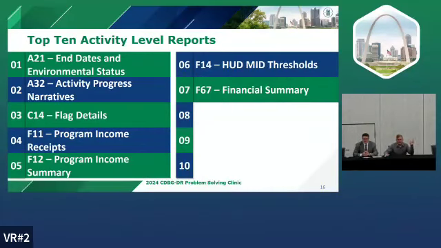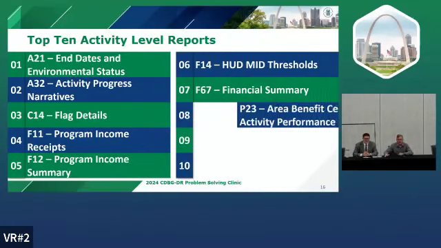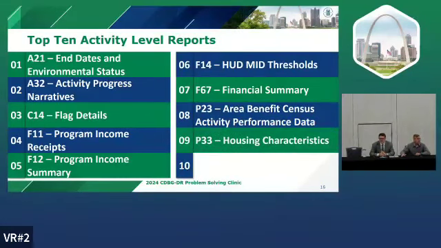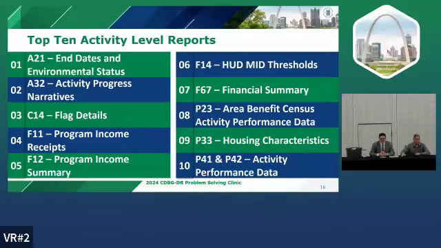Anyone here who is an accountant, hopefully you know that one. Okay, I got the next one wrong. P23, area benefit report. Our housing characteristics report. And last, P41 and P42, our activity performance data report.